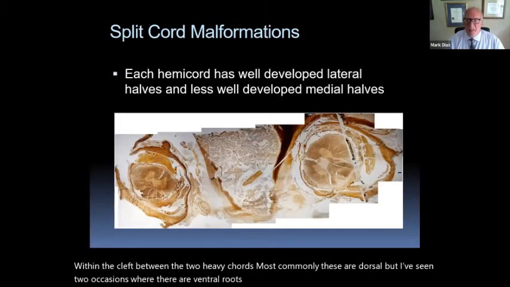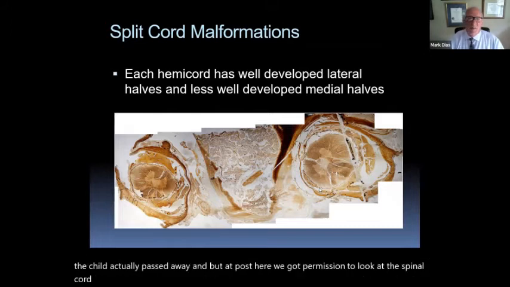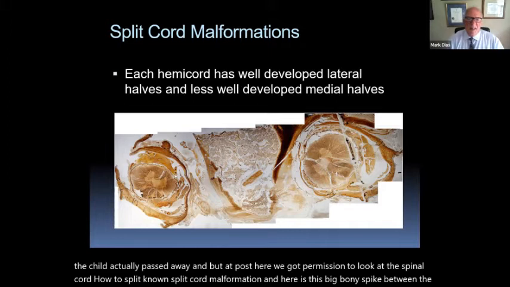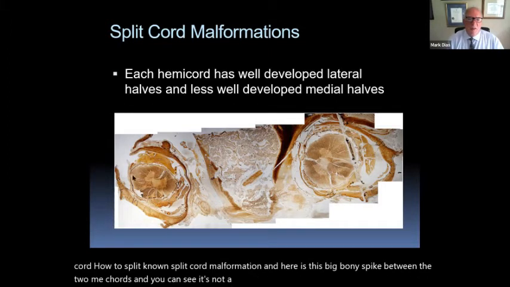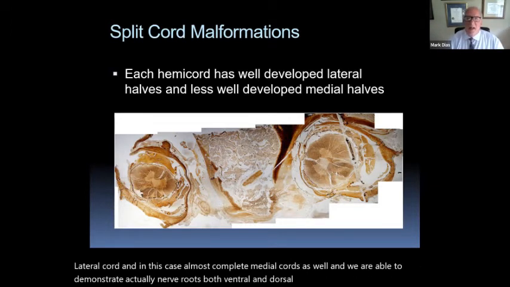And this is a case that I had, unfortunately, the child actually passed away. But at post-mortem, we got permission to look at the spinal cord. He had a known split cord malformation. And here is this big bony spike between the two hemicords. And you can see it's not a half a cord. There's a well-developed lateral cord, and in this case, almost complete medial cords as well. And we were able to demonstrate nerve roots, both ventral and dorsal, coming from each of these hemicords and projecting toward this bony spike in the middle.